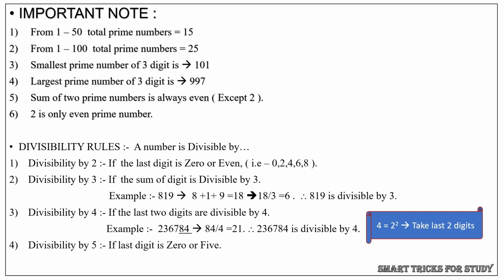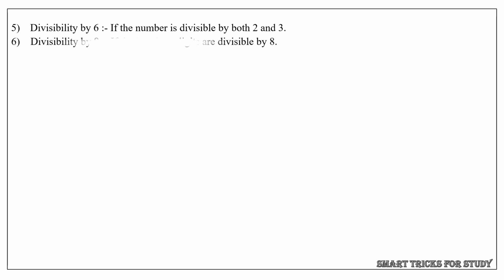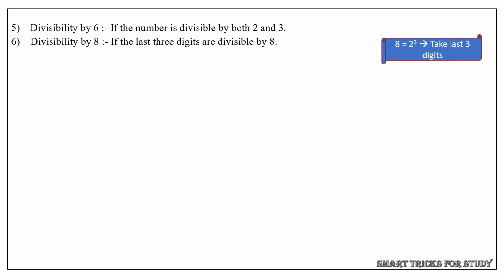Divisibility by 5. If the last digit is 0 or 5. Example, 125, 550, 130, etc. Divisibility by 6. If the number is divisible by both 2 and 3. Divisibility by 8. If the last 3 digits are divisible by 8. Here, 8 can be written as 2 to the power 3. The power is 3, so take the last 3 digits of the given number.